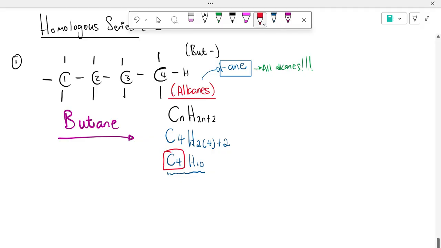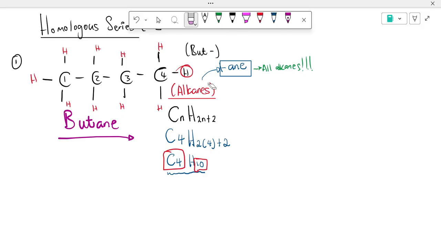Is that true? Yes. But how many hydrogens am I supposed to have? I'm supposed to find 10 hydrogens. Let's see. That's hydrogen number one, two, three, four, five, six, seven, eight, nine, and number 10. Oh my gosh, I do have 10 hydrogens, right?